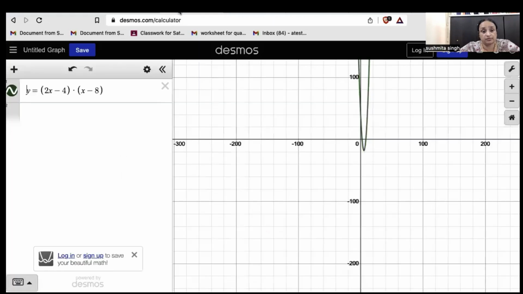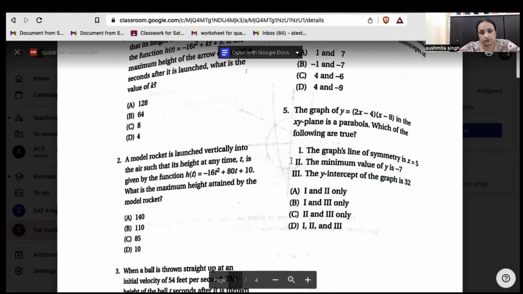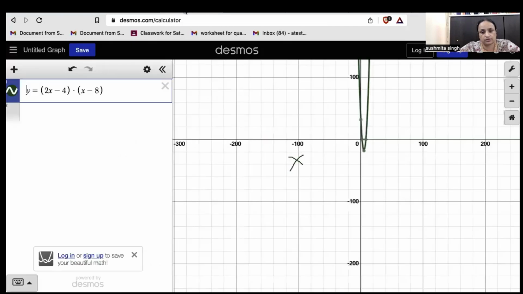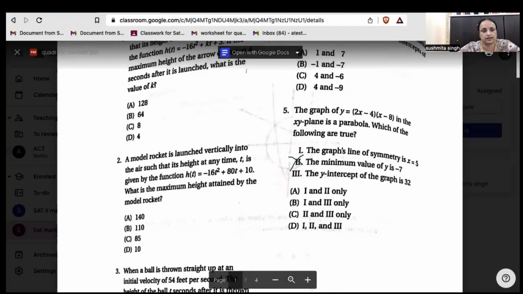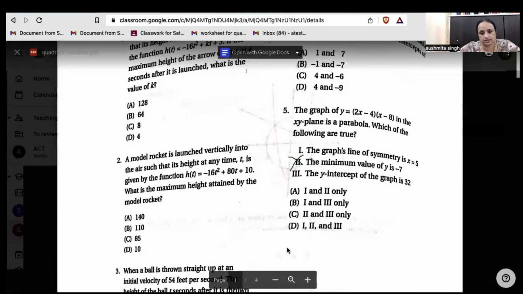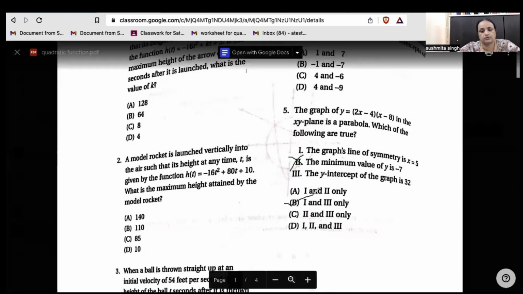Now the minimum value they are saying is -8, but the minimum value is -18, so this part is wrong. And the y-intercept is 32. We need to check the y-intercept over here, which is 32, which is correct. So options 1 and 3 are correct. So the answer is 1 and 3.